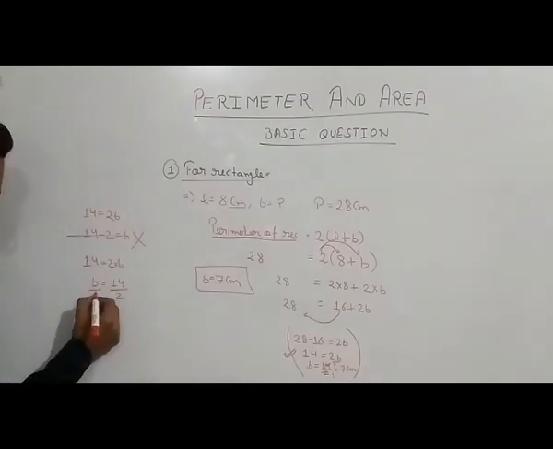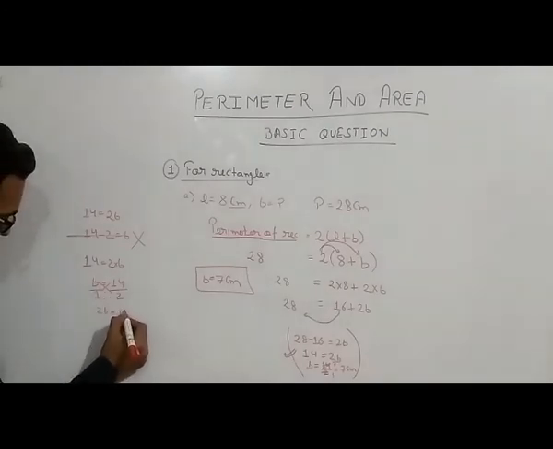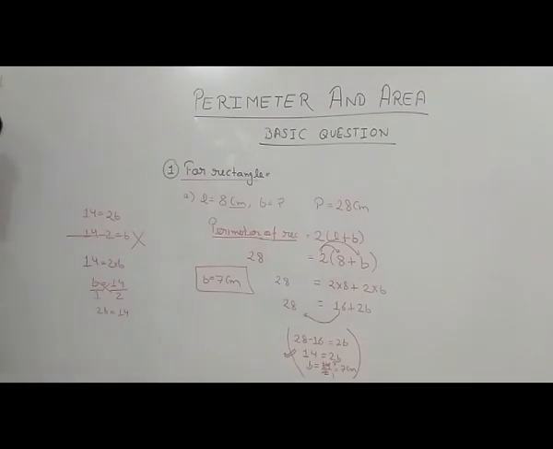Let us check with cross multiplication: b into 2 is 2b, and 1 into 14 is 14. So this is the correct method.